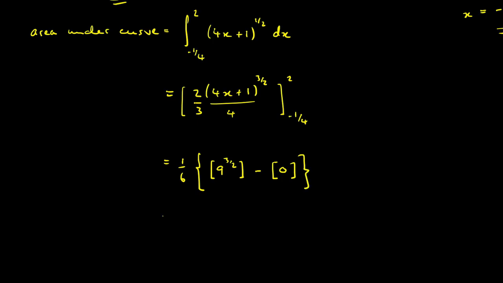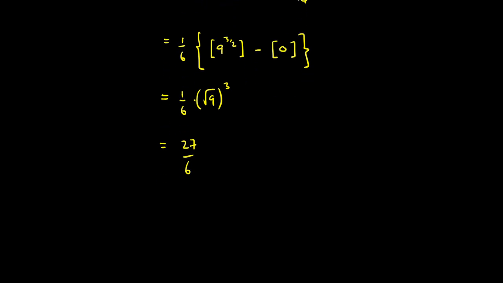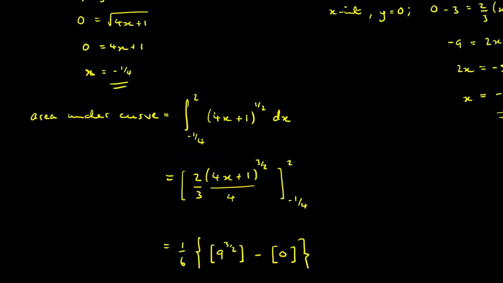So what do we got? We've got a sixth of 9 to the power of 3 upon 2. Well, what does the power of 3 upon 2 mean? The denominator, the 2, means square root. So we've got the square root of 9, and the numerator, 3, is just a normal power. So it's the square root of 9 cubed. The square root of 9 is 3, and 3 cubed is 27. So we've got 27 upon 6, and we can then divide that by 3, which is going to be 9 upon 2, I believe. All right, so that's the area of the green region.